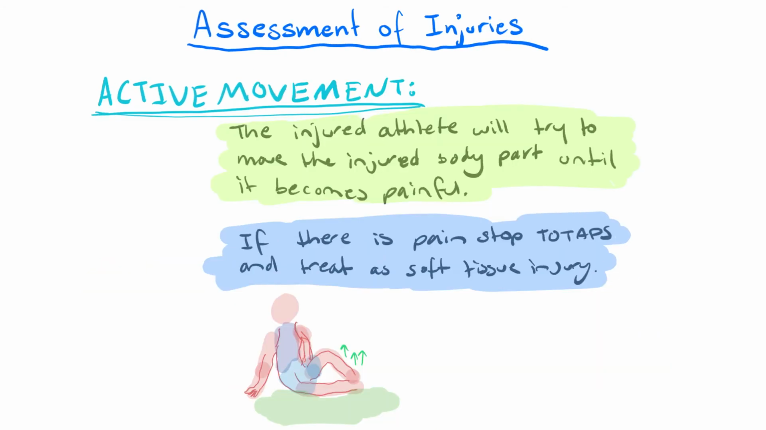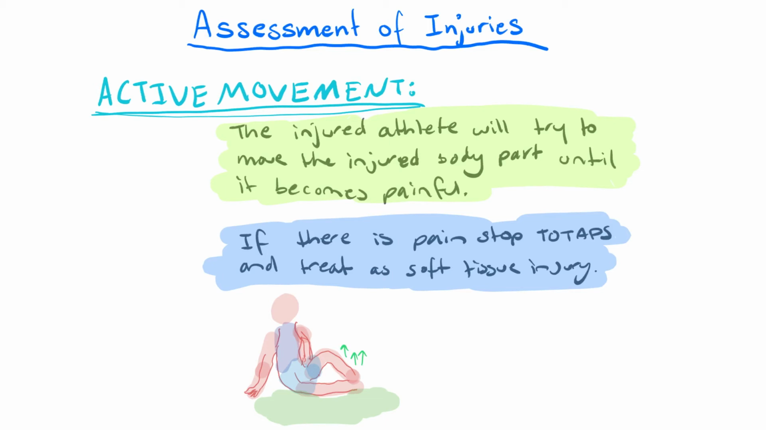If the athlete has gone through the talk, the observe and the touch stage with no pain, that's when we move to the active movement stage. This is where the injured athlete will try to move the injured body part until it becomes painful. Back to our knee example, the practitioner will ask the athlete to bend the knee, move the knee, can you put any weight on it? Is there pain? If there's no pain, then we can continue through to the next stage. But if there is pain, you need to stop the toe taps and treat as a soft tissue injury.